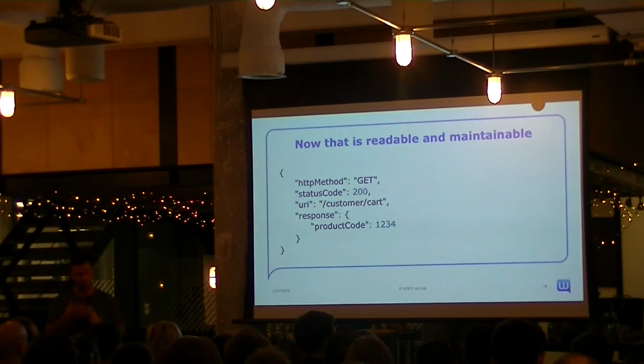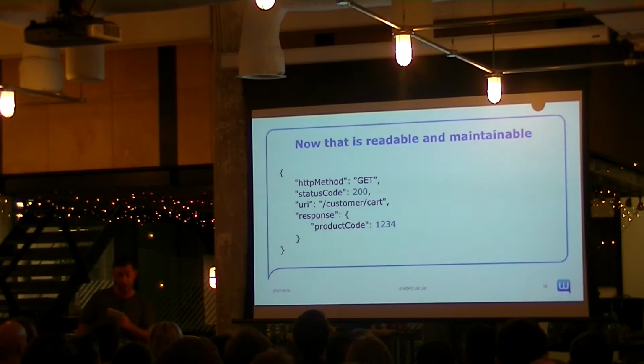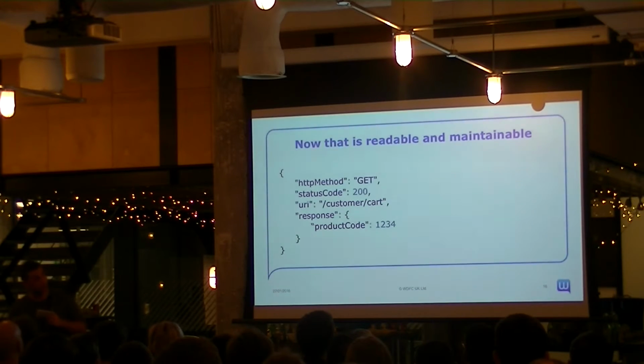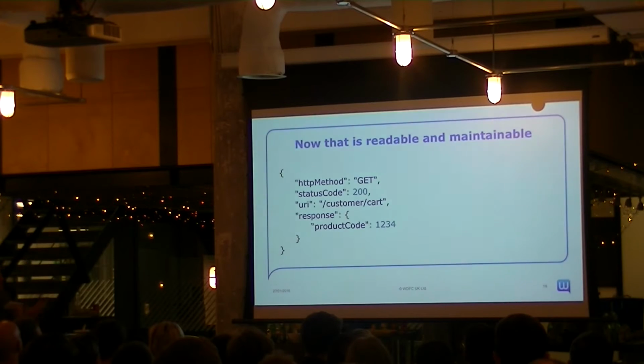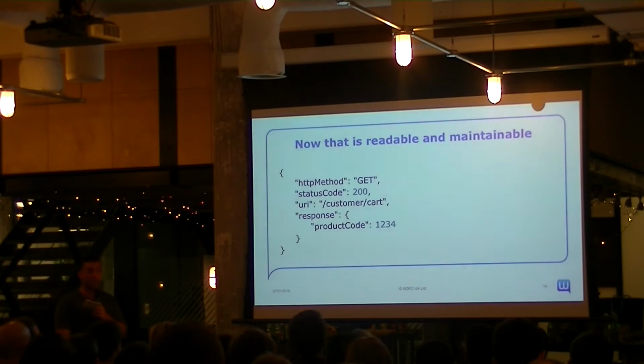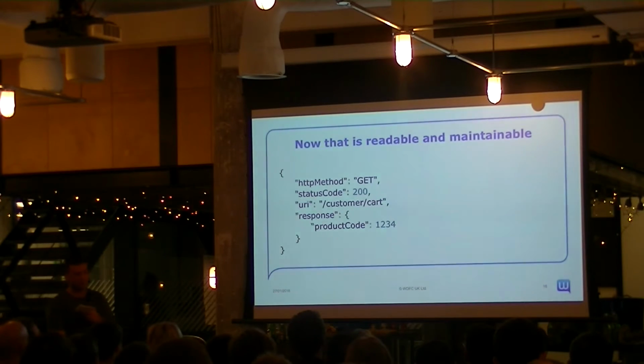Here's an example of an HTTP mock. So if you do a GET request on customer cart, you're going to get back a 200, and you're going to get back a response. Now, I could create another mock which looks just like this, which is going to return back an error response for customer cart. It's really easy to read. As a JavaScript engineer or a front-end engineer, you can read that fairly easily. It's easy to see, easy to maintain.